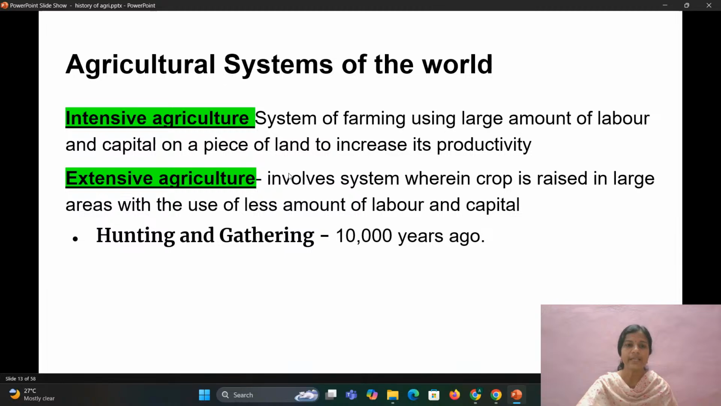So, before the development of various agricultural systems, what existed was hunting and gathering. So after hunting and gathering, from domestication of crops, various agricultural systems developed in the world, and in many areas they still prevail.